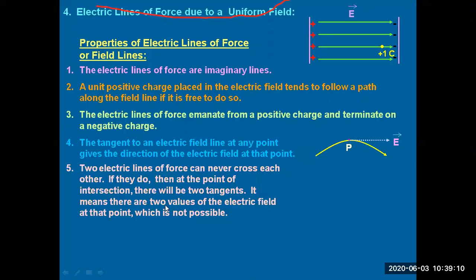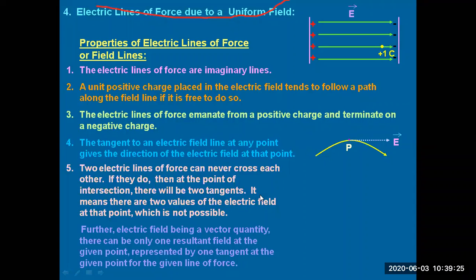It means there would be two values for the electric field. I'll show you a diagram. For the fifth point, you're going to use the letter I again. That is, they do not intersect each other or they do not cross each other. What happens is, you can see this diagram here. I've drawn a box here and you can see two lines. They are intersecting each other.